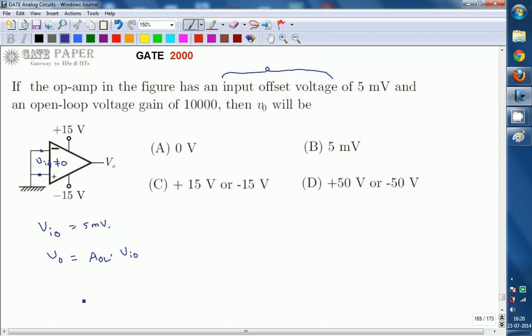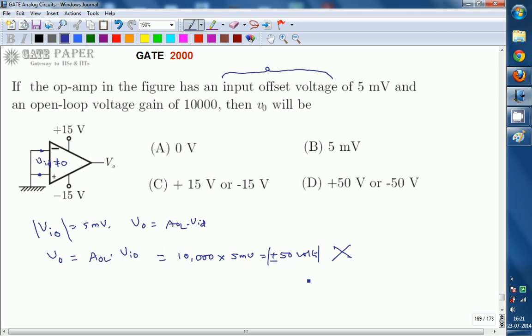So we can calculate V0 using AOL into VIO. The actual equation is V0 equals AOL times VID, and VID is nothing but VIO when no input signal is applied. So that is 10,000 into 5 millivolts, which is equal to 50 volts. We cannot say which terminal is going to be dominating, so it is generally specified as a modulus. So you would get plus or minus 50 volts. But is this answer right? This answer is going to be wrong.